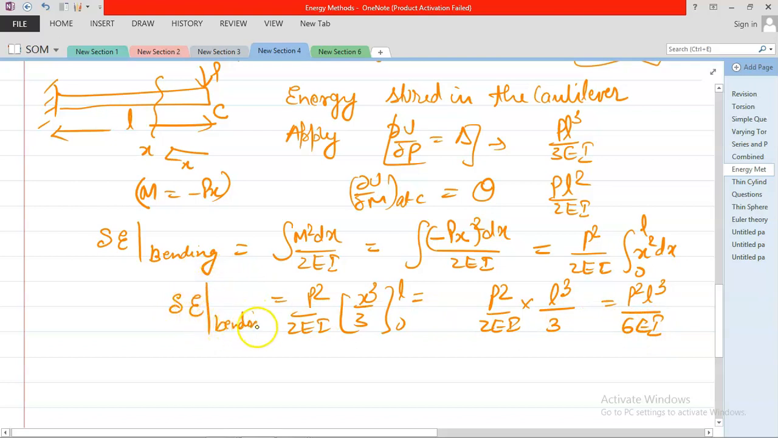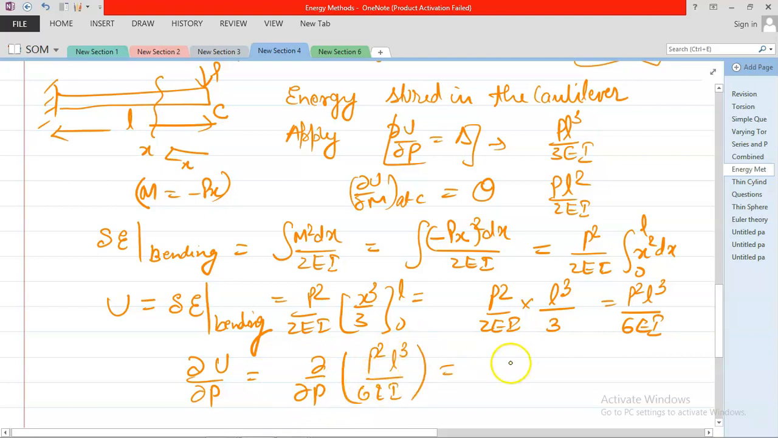Now I am going to apply Castigliano's theorem, where I represent the strain energy by U. So del U by del P, I will differentiate it. Del by del P of P square L cube upon 6EI is equal to PL cube by 3EI. I hope everyone is getting this. Is it okay?